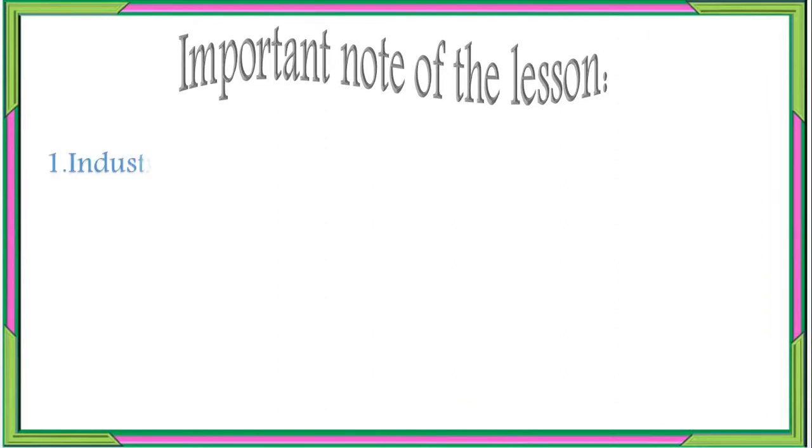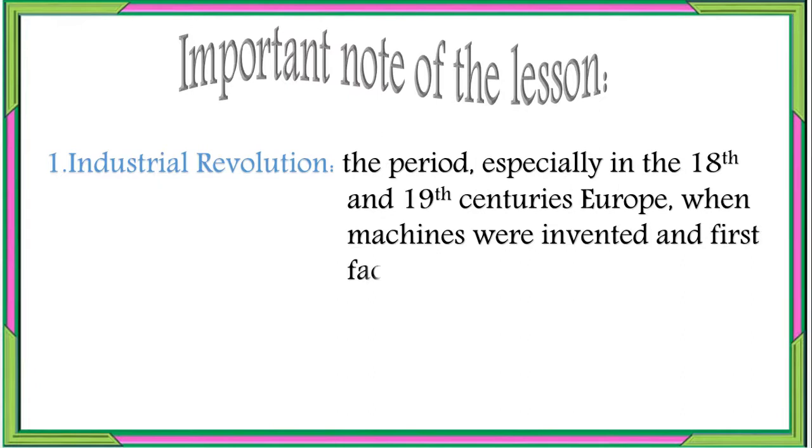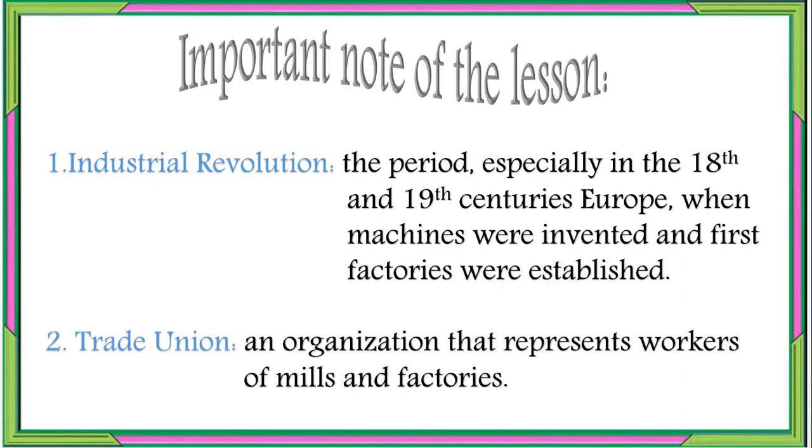Important notes of the lesson. 1. Industrial Revolution: the period, especially in the 18th and 19th centuries in Europe, when machines were invented and the first factories were established. 2. Trade union: an organization that represents workers of mills and factories.